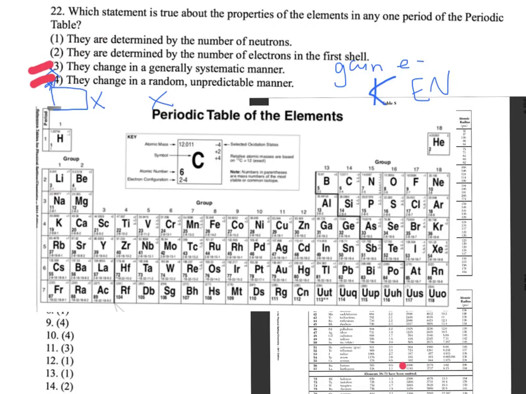For question number 22, we're asked to look at elements in the same period or row of the periodic table. And as we look across the row, what we'll notice is that they change in a very systematic manner. So the periodic table is called periodic because there's a period or a system in which it is arranged. So choice 3 is our best choice.